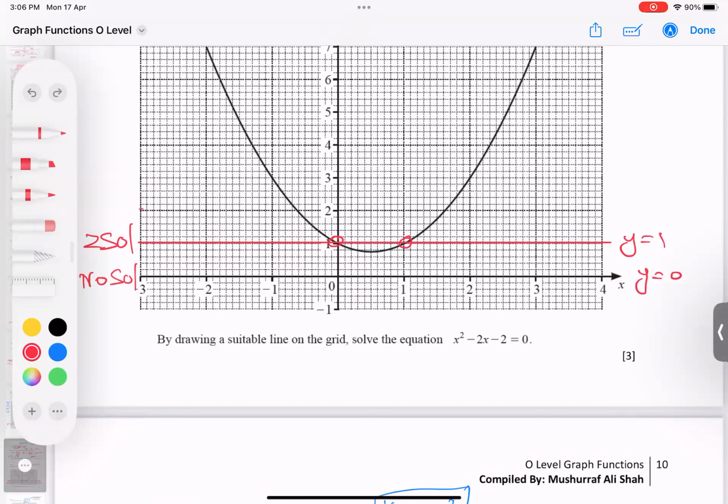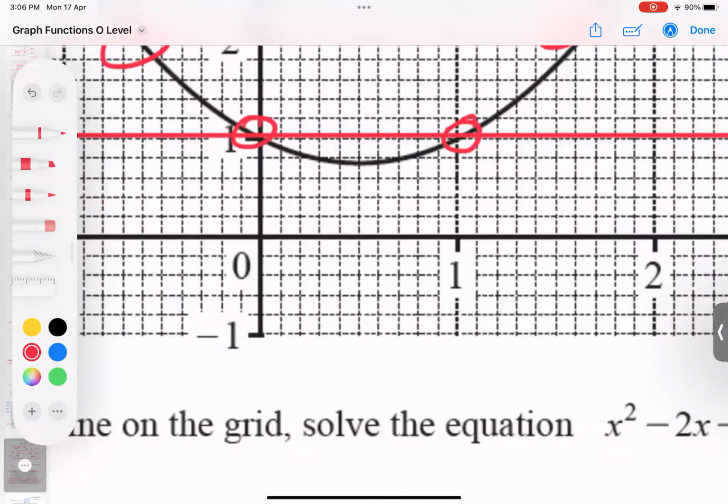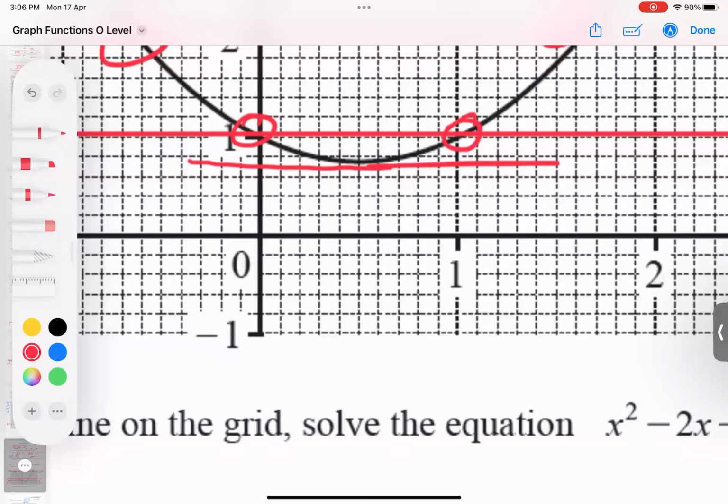Okay, this line is cutting the curve. How many spots? Again, y equals 2 also has two solutions. You can see. So 2 solutions. So even for the equation y equals k, y equals 6 also has solutions. The number of points intersecting the curve is called the number of solutions.